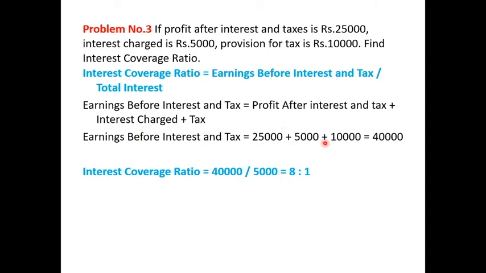So EBIT, that is earnings before interest and tax, we are getting 40,000. That is 25,000 plus 5,000 plus 10,000. Now interest coverage ratio is 40,000 divided by total interest paid is 5,000. 8:1 is the interest coverage ratio.